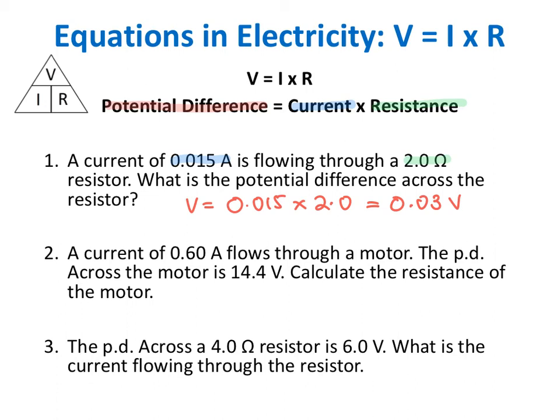That does actually remind me of something I should have just made clear, although we have covered these units before, so I'll have to make sure I do it later. Potential difference is in volts, current is in amps, and resistance is in ohms.